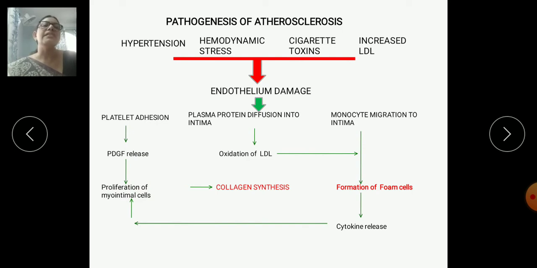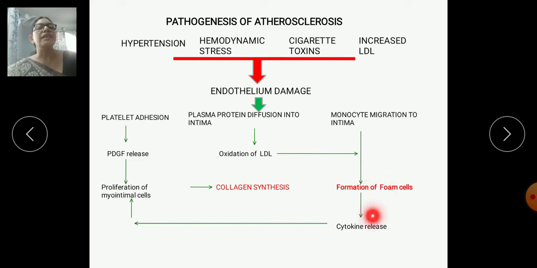Second thing that happens is the plasma protein, after it goes into the intima, oxidizes the LDL that is present. The oxidized LDL gets absorbed into the monocyte and they form the foam cells. Foam cells means when this monocyte absorbs the lipid inside it, they form a foamy-like structure. Foam you have seen in case of soap. That foamy-like structure is formed. And these foam cells are not good for the body.